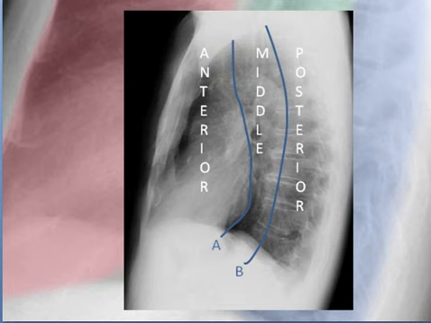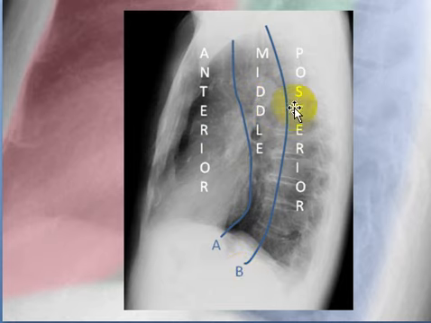Here we see this lateral X-ray according to the Felson. The anterior mediastinum here, and the middle mediastinum here, and the posterior mediastinum here. This is the A line, and it is extended from the diaphragm to the thoracic inlet along the back of the heart and anterior to the trachea, separating the anterior mediastinum from the middle mediastinum.